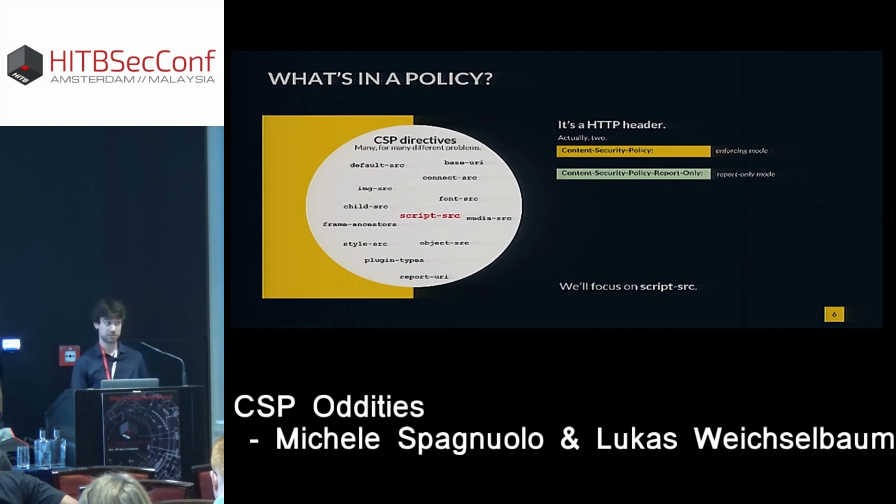There are many CSP directives for different types of content. For example, img-src controls images, media-src controls media, and then child-src, frames, plugins, style sheets. But we'll mostly focus on script-src, because we are worried about cross-site scripting, which is the top web vulnerability, right?